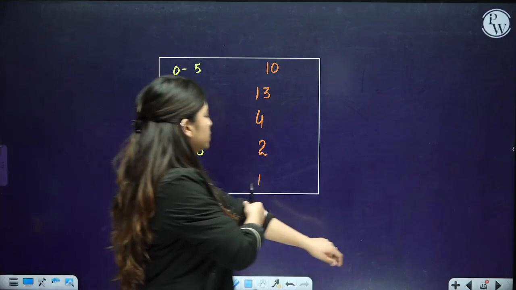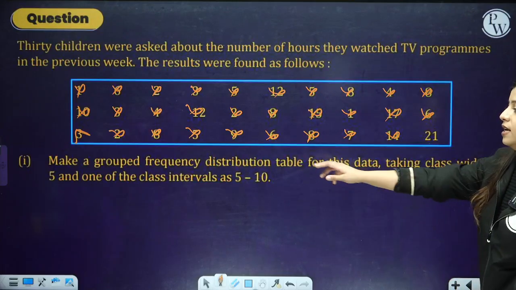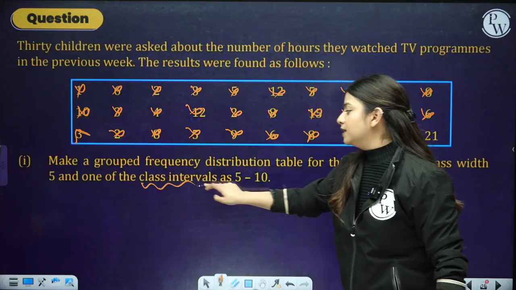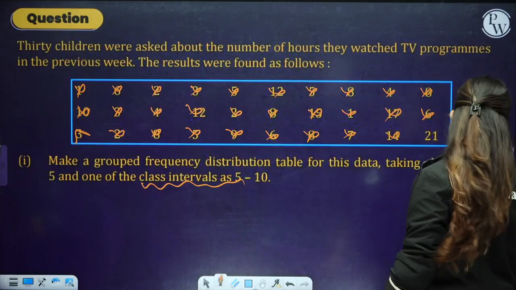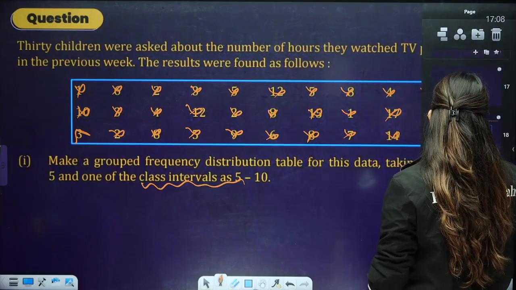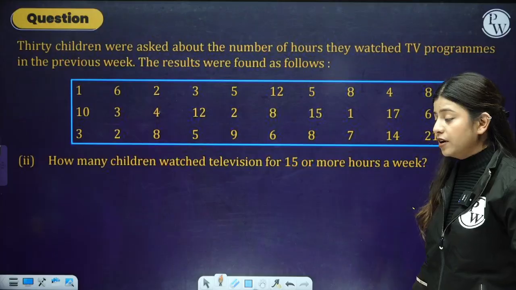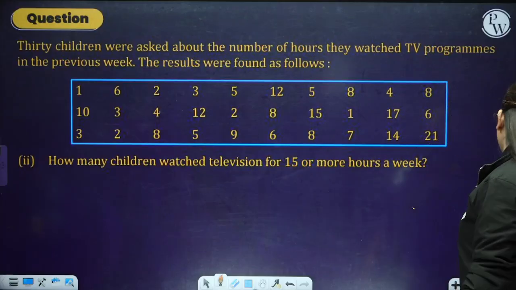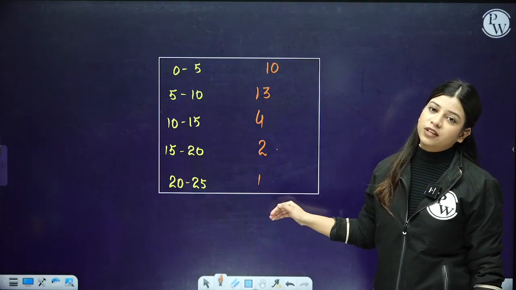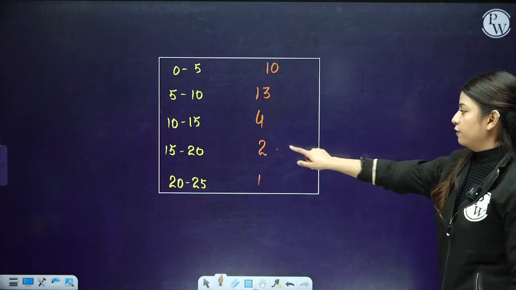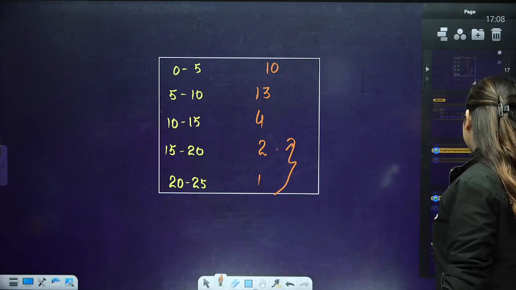Now, let's talk about this. This is the frequency distribution in class intervals. What are class intervals? When we arrange the data in some classes. I hope this thing is clear. Okay. Now the question says how many children watch the television for 15 or more hours. So for 15 or more hours, only 3 of them have watched the television. 15 and more, so more includes even 20 to 25 as well.